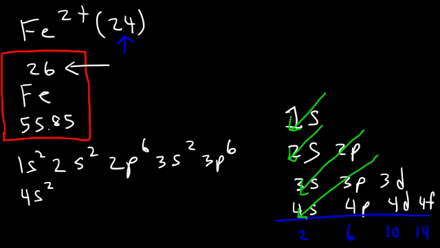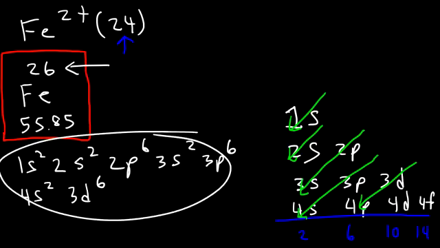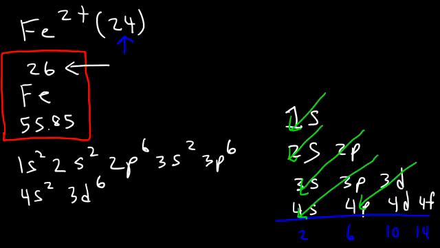So after 4s comes the 3d sublevel. Now d can hold up to 10, but we only need 6 more. So this is the electron configuration of Fe, but not Fe plus 2, because we have a total of 26 electrons. Now from this expression, you want to write the electron configuration of Fe2+. So you need to remove 2 electrons. The question is, which 2 electrons do you remove? Now what you need to do is remove electrons from the highest energy level. So that's from the 4th energy level. So you're going to take off these 2 electrons.